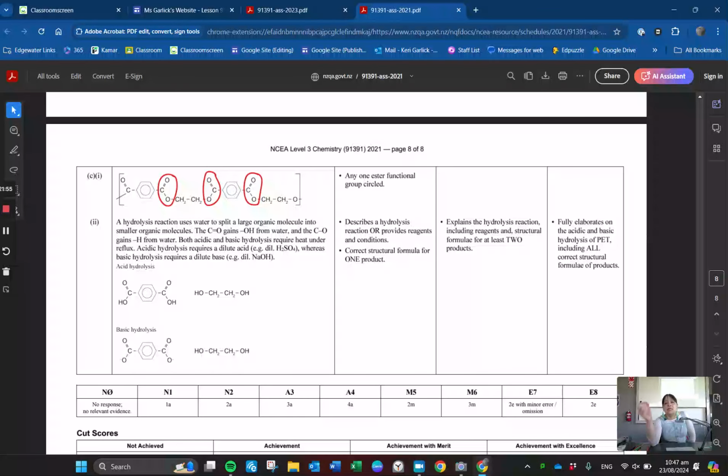The excellence is elaborating on the acid-base hydrolysis of PET, including all structural formula and product. The main thing I would say here is that they are both forming the same alcohol. The only difference is you're going to have one with a neutralized carboxylic acid. Also, the other note of detail is that you need to specify that this carbonyl is getting the OH from the water, and the O is getting the hydrogen from the water. So just be mindful that you actually give me specifics. That was an excellence point.